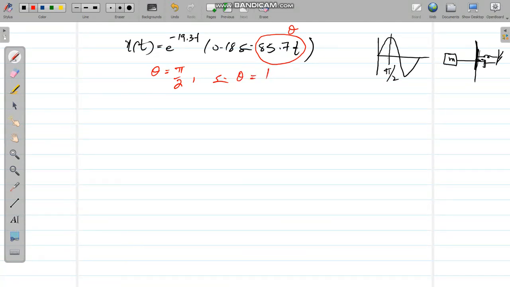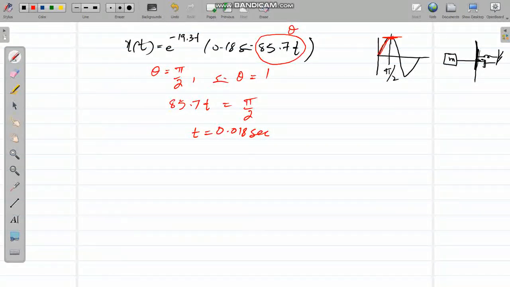So the maximum displacement occurs when the angle is pi by 2, and you know that from your previous understanding. So from the above equation, 85.7 t is equal to pi by 2. For that case you get time equal to 0.018 seconds. This is slightly larger than the previous case, and if you find the maximum displacement using this time, it is 0.127 meter using this relation.